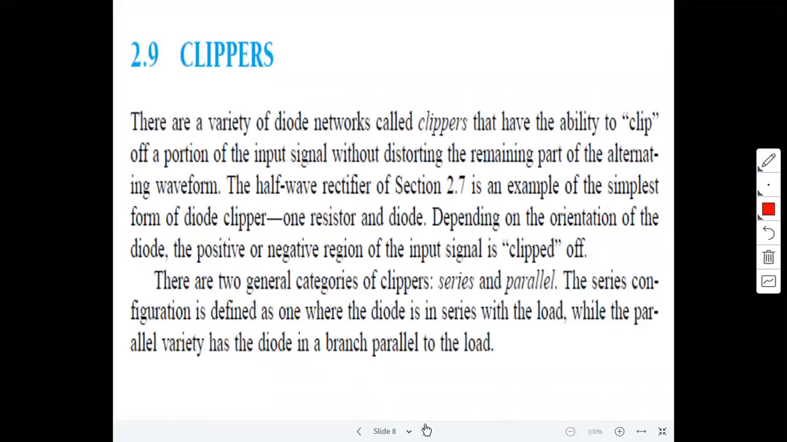Another important topic in the second unit is clipper circuits. Another important application of diode circuits is clippers. The name itself indicates it. Clippers are circuits which are used to remove a certain part of the input signal.